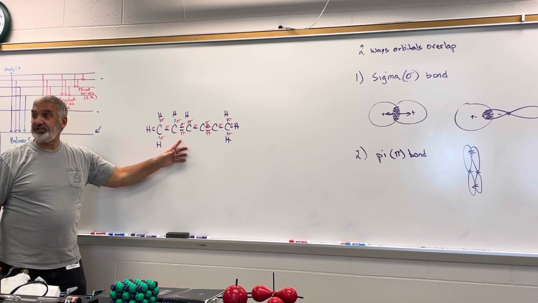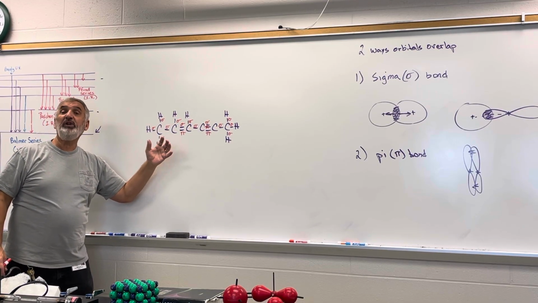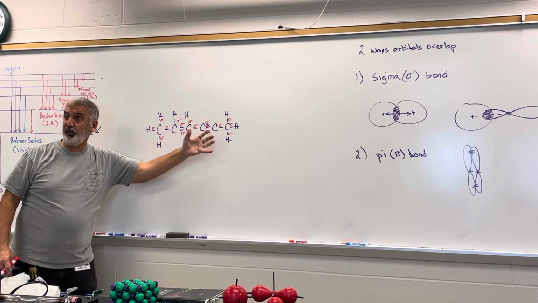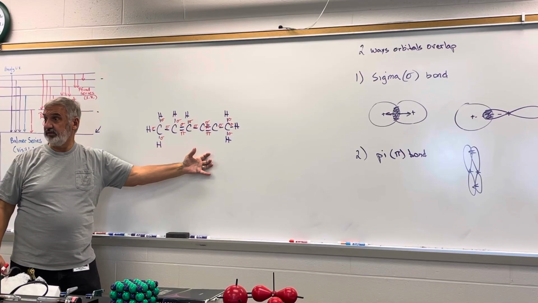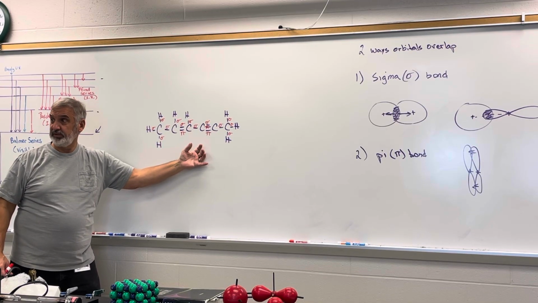So we can just count sigma and pi bonds, and the key is to know that only p orbitals can form pi bonds. Any and all type of orbitals can form sigma bonds. Only p orbitals can form pi bonds. That's going to be important.